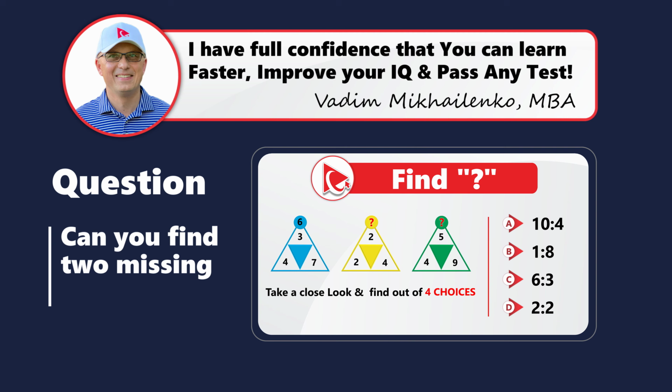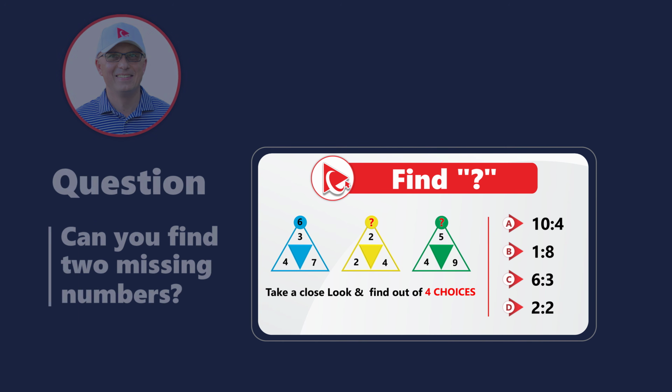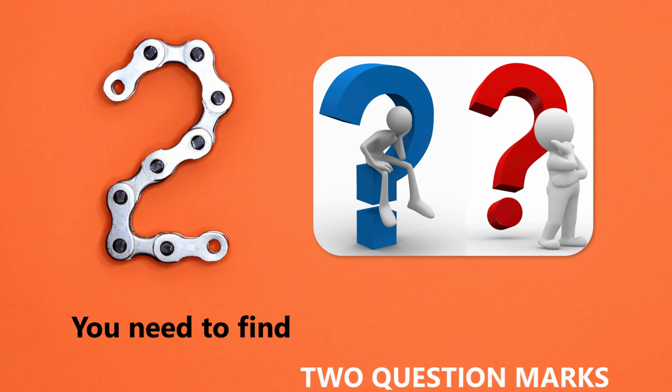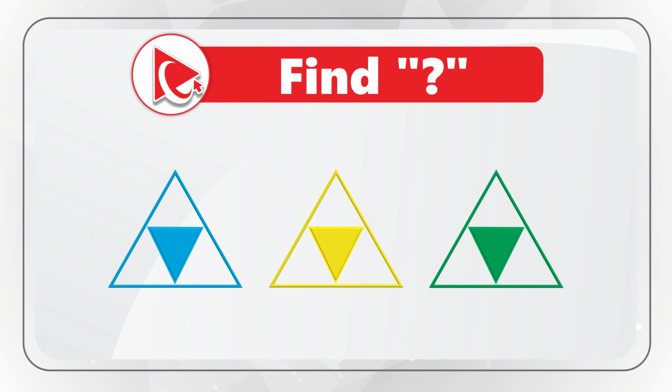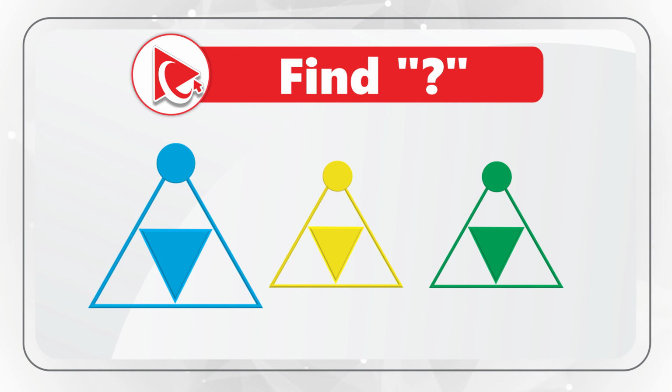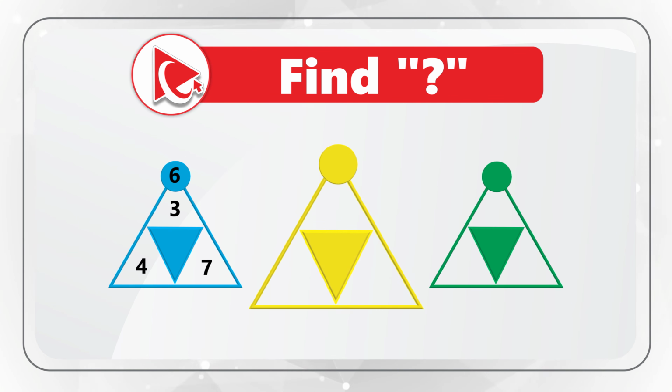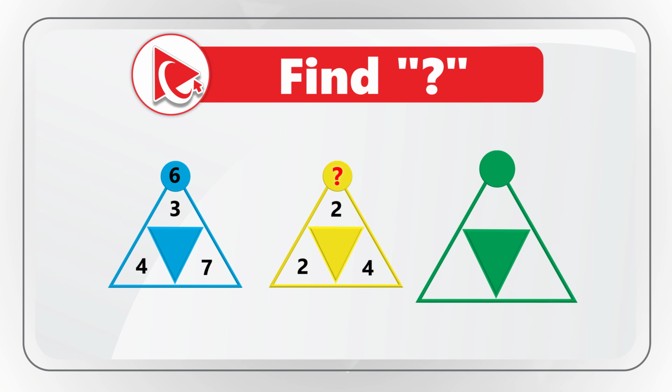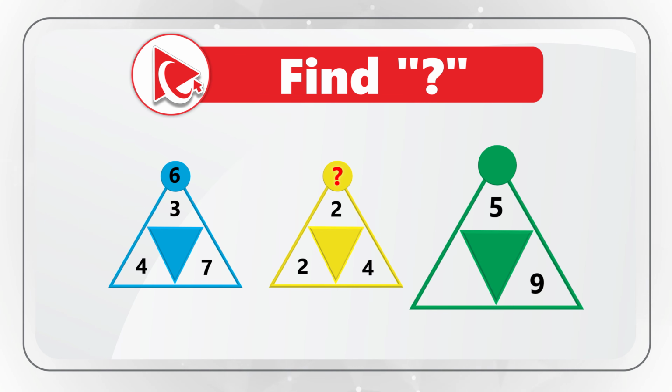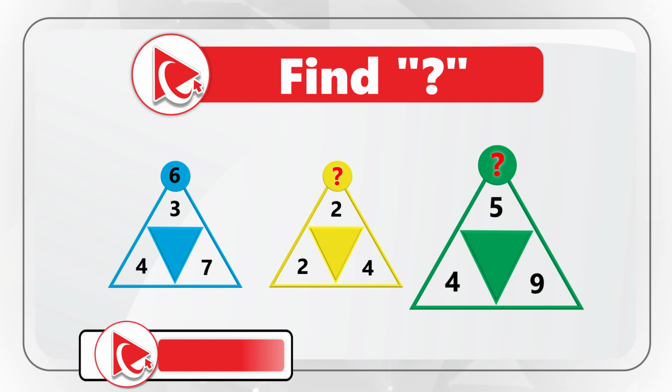Here's an absolutely phenomenal question, which is absolutely not obvious how to solve. Instead of one question mark, you need to find two question marks. You're presented with 3 triangles. All triangles have a circle on the top. Blue triangle has 3 numbers inside. Starting from the top, the numbers are 3, 7, and 4, and the number on the top is 6. Yellow triangle has numbers 2, 4, and 2, and there is a missing number on the top. Green triangle has numbers 5, 9, and 4, and a missing number on the top.